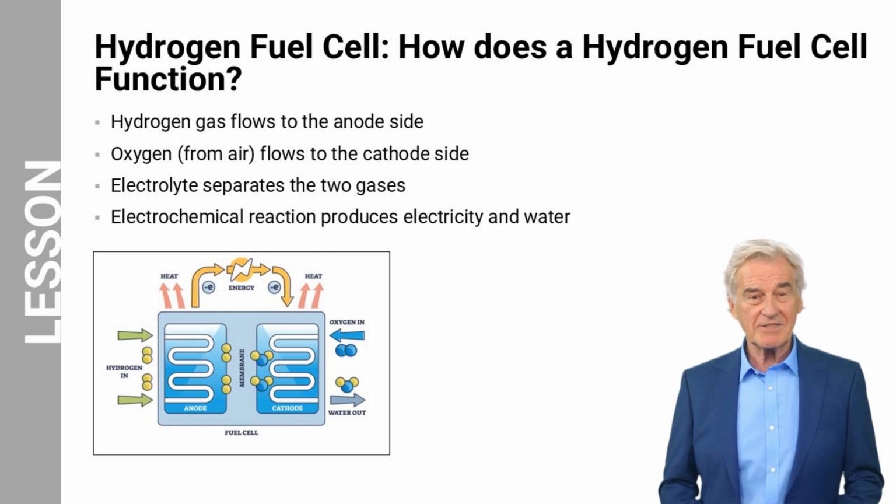Meanwhile, hydrogen ions, which are hydrogen atoms without their electrons, pass through the electrolyte to the cathode. At the cathode, the electrons, hydrogen ions, and oxygen combine to form water. This is why hydrogen fuel cells are so clean. The only byproduct when using pure hydrogen is water.